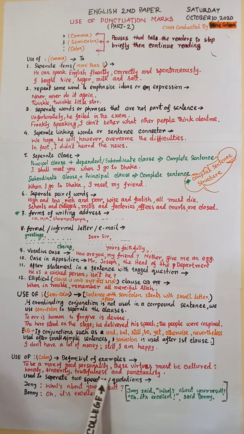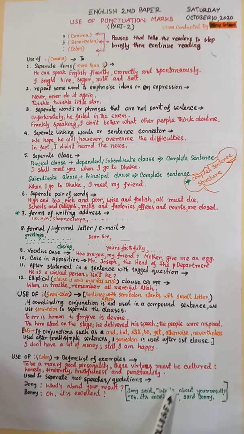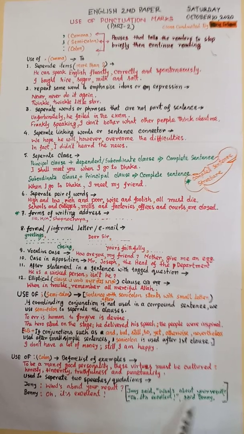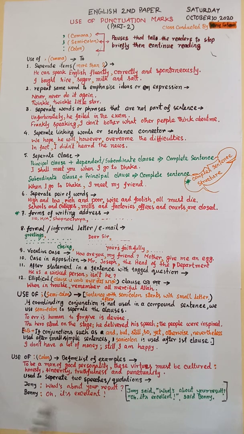Colon is used to separate two speeches or quotations. দুজনের মধ্যে কথোপকথন হচ্ছে, সেক্ষেত্রে আমি যদি এটাকে ডিরেক্ট স্পিচে লিখতে চাই তাহলে লেখাটা এরকম হয়: Johnny said, what's about your result? Inverted comma, close, and note of interrogation. Oh, it's excellent, said Bonnie. Inverted comma, oh, it's excellent, আশ্চর্যবোধক চিহ্ন, and inverted comma close করলাম। এইটাকেই আমি যখন এইভাবে লিখতে চাই, তখন আমরা এই কোটেশনটা আলাদা করার জন্য কোলন ব্যবহার করে থাকি। Johnny, what's about your result?